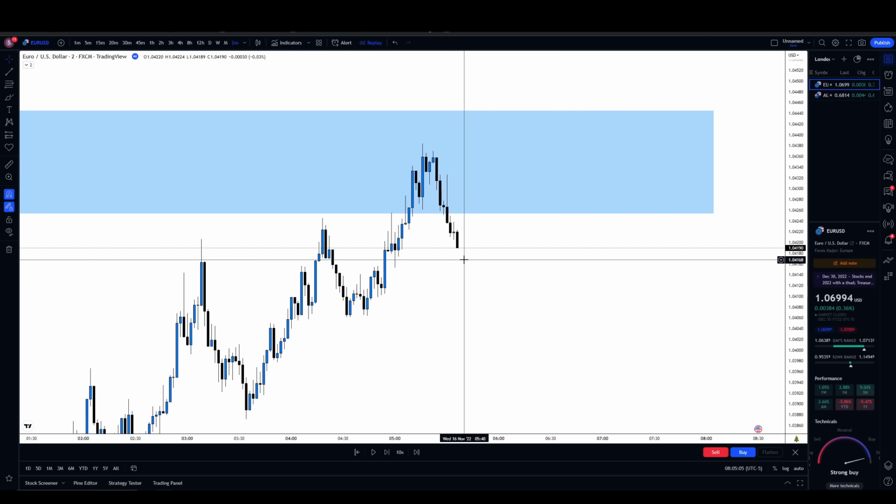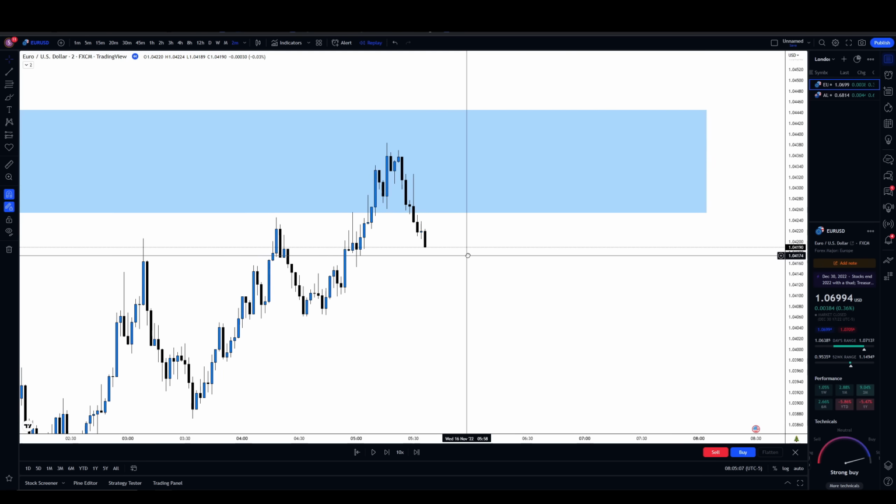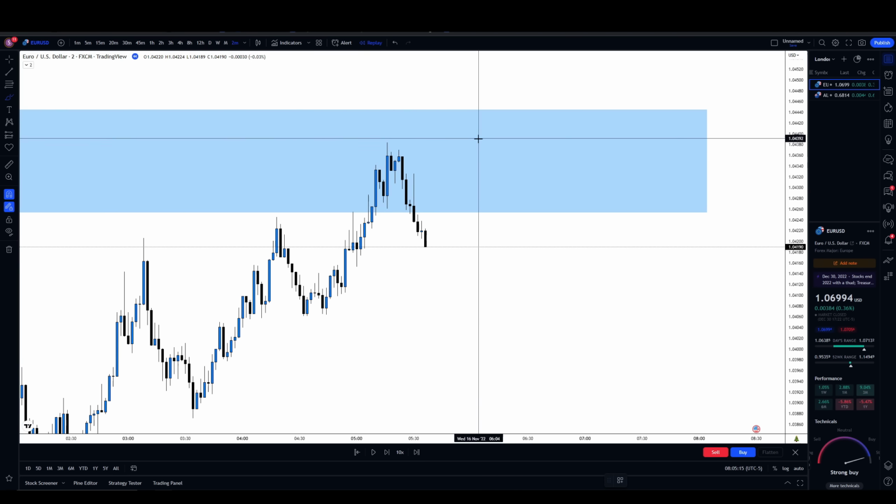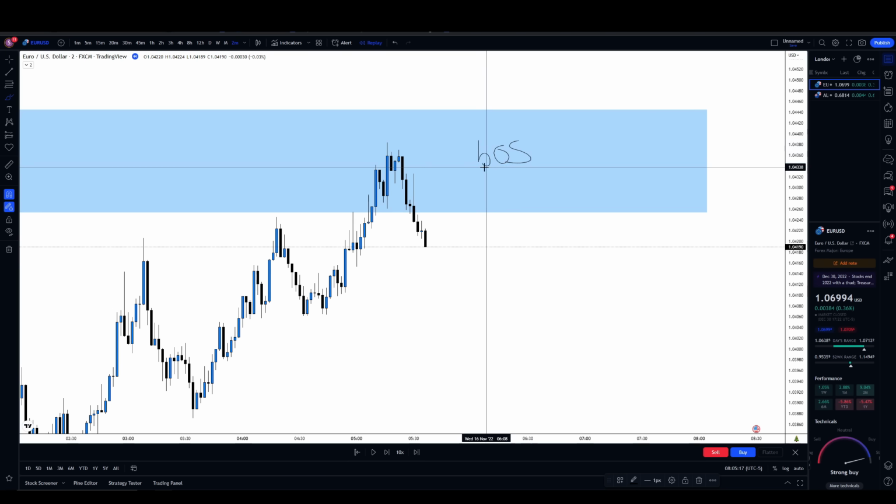So what do we do here? As soon as the market is in our point of interest, all we want to do is see a type of break of structure or some type of weakness. Now, remember, this weakness is not just a break of structure. A BOS is one of many confirmations. But what we want to see is we also want to see momentum in volume.